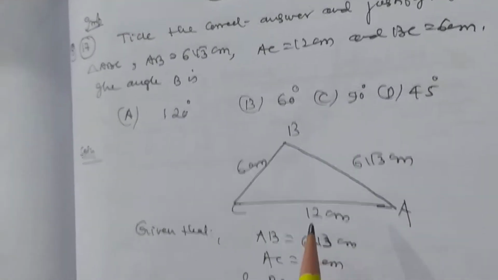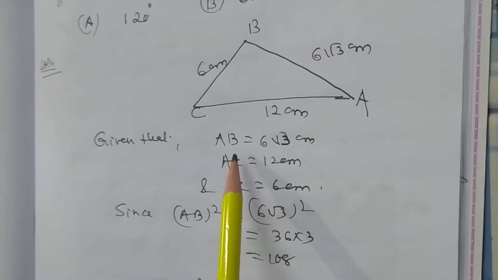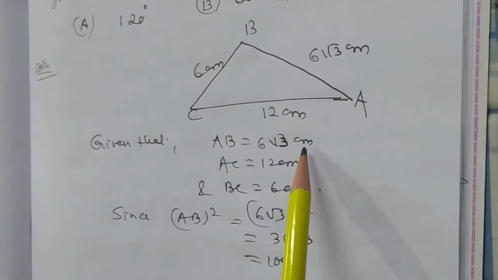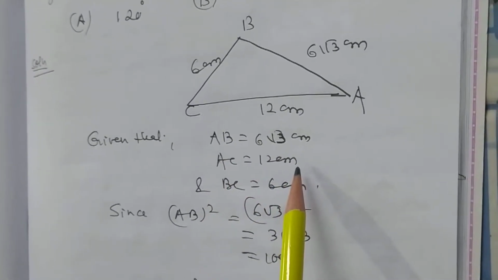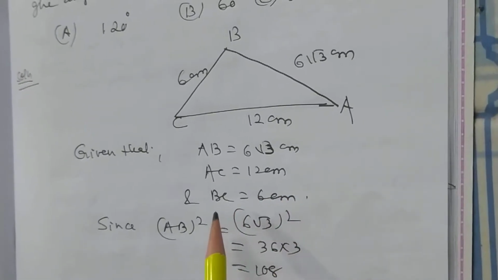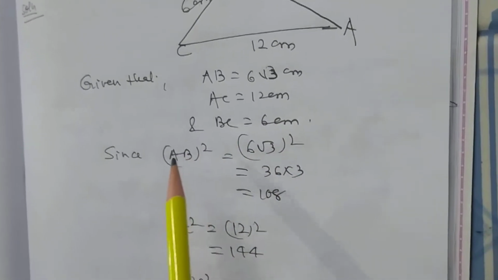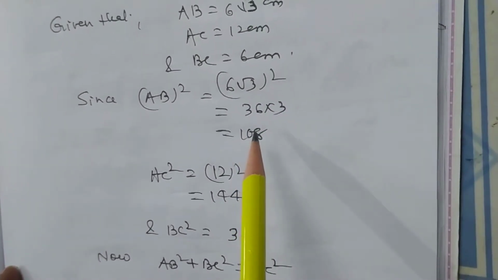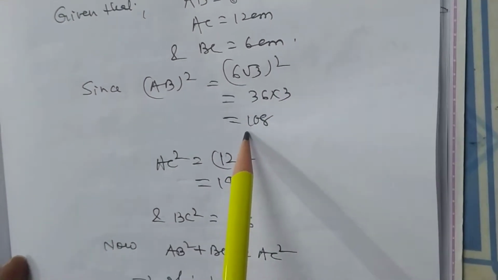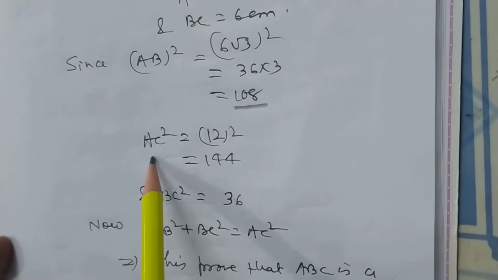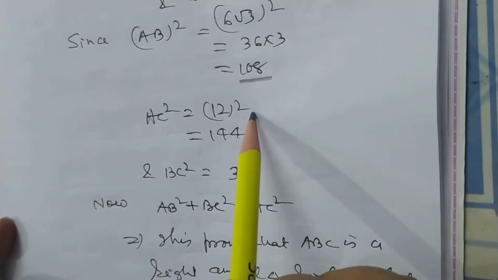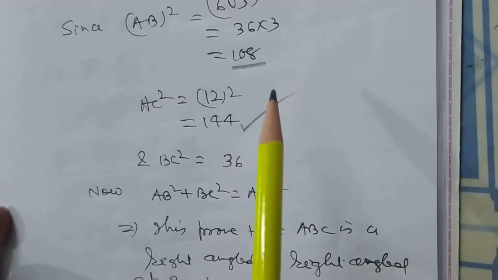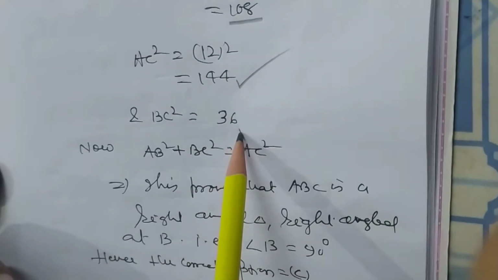My dear students, here the dimensions of the sides are given. AB is equal to 6 root 3 centimeter, AC is equal to 12 centimeter, BC is equal to 6 centimeter. So AB square is equal to (6 into root 3) whole square, that is 36 into 3, that is 108. AC square is equal to 12 square and it will be 144. BC square is equal to 36.